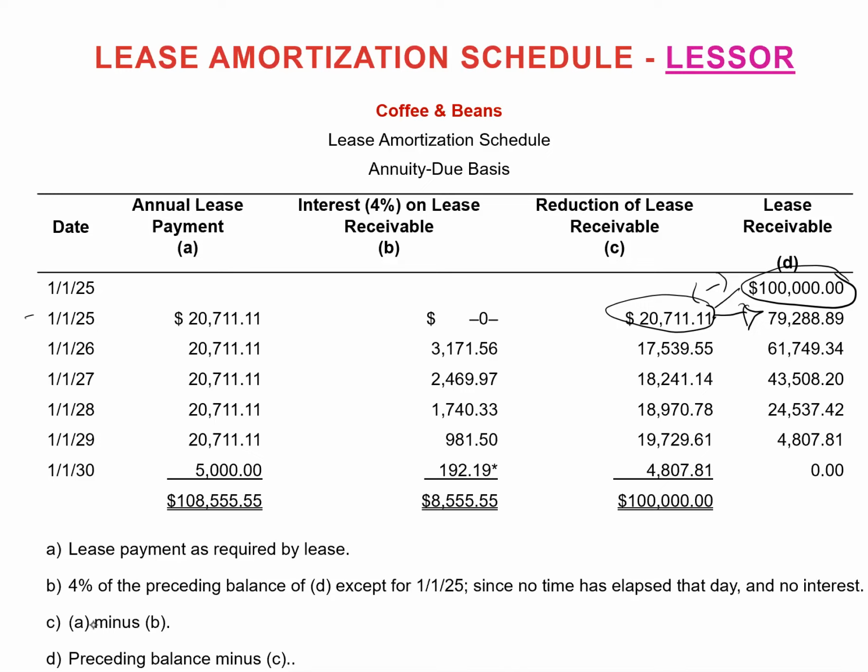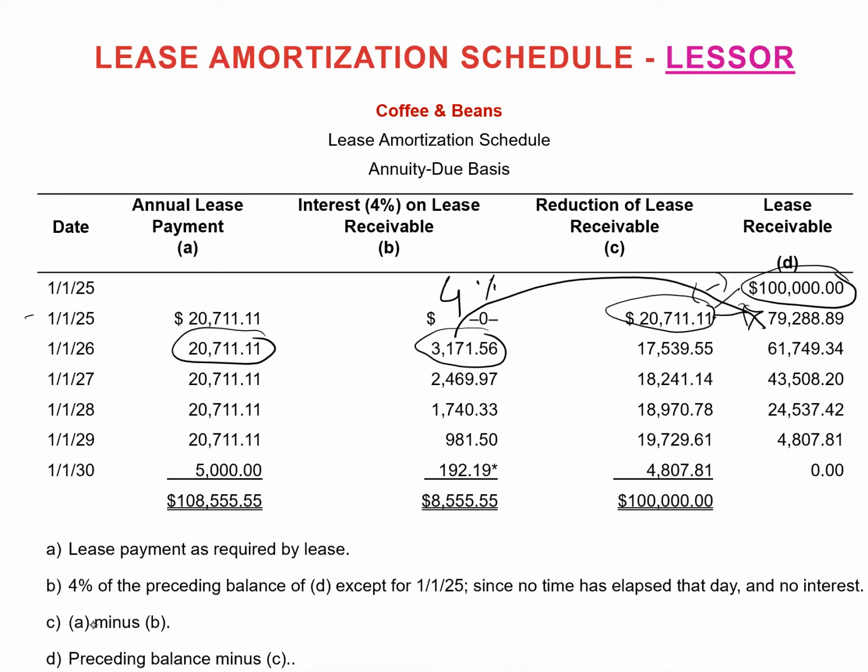And then 2025 passed, 1 year just passed. The lessor will also calculate the interest using the same rate. So if you take 4% interest on 79,288.89, you will get the interest is 3,171.56. Now, right after 1 year, lessor will receive the second installment. Every installment is fixed, same amount every year.